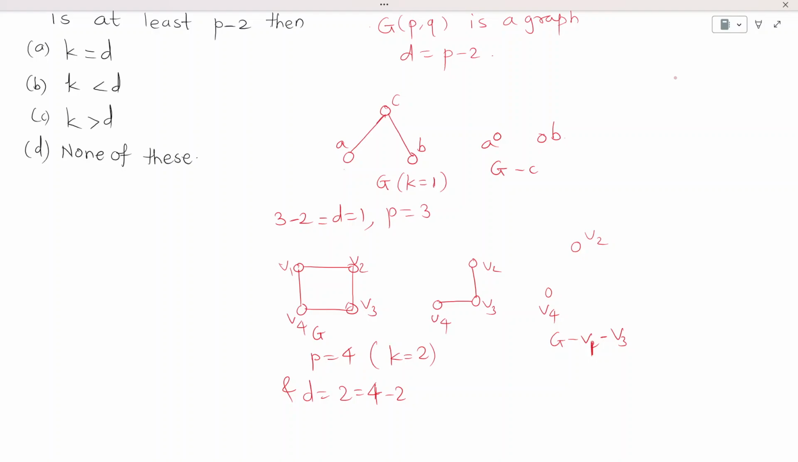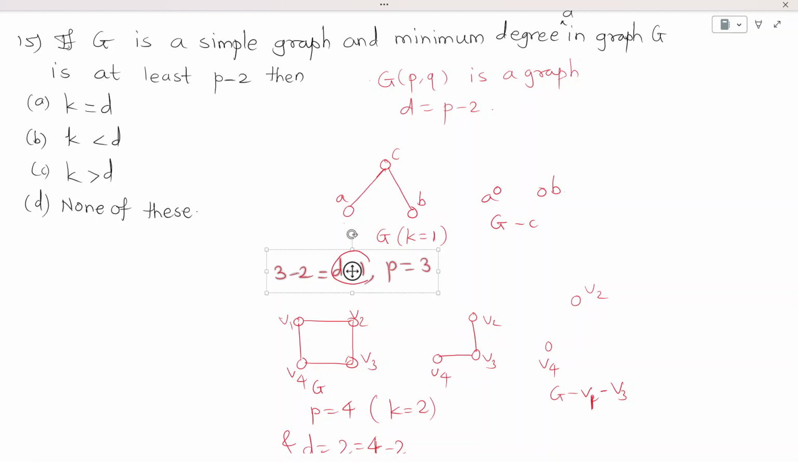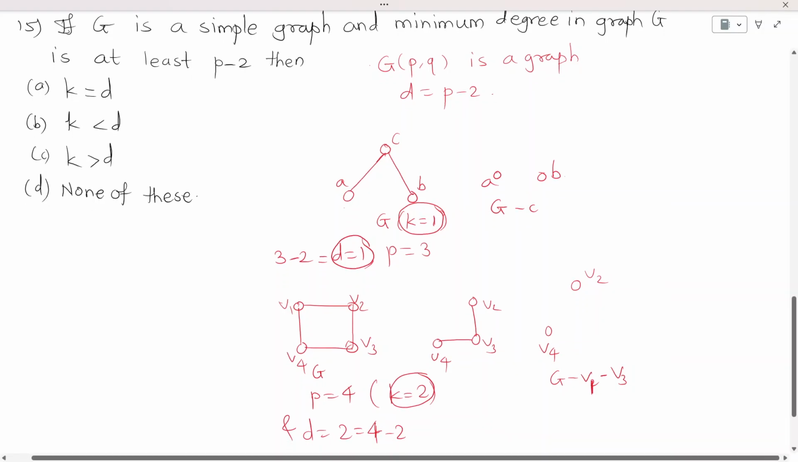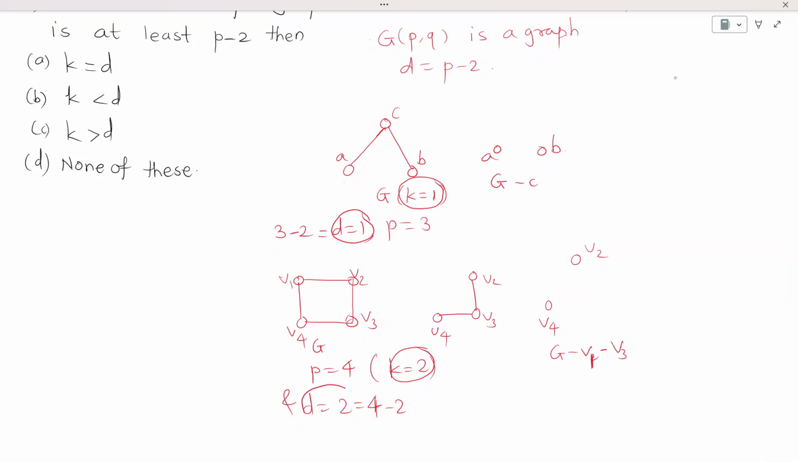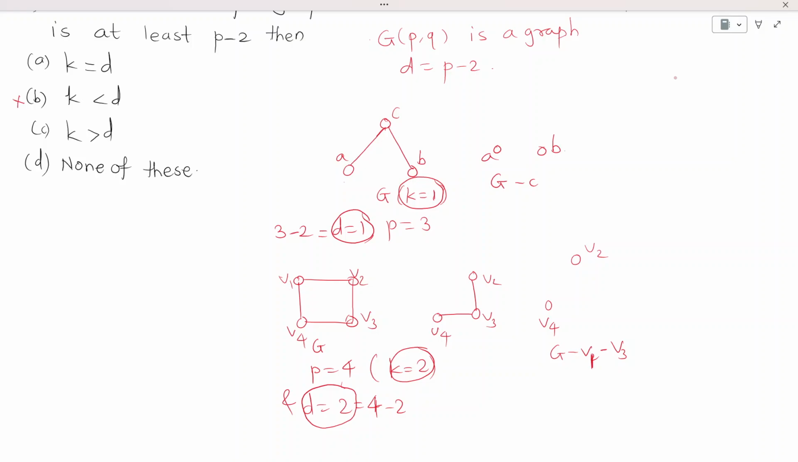That is minimum degree. So in first graph, K is equal to 1, that is equal to D. Here D is equal to 1, and K is also equal to 1. Here K is equal to 2 and D is also equal to 2. So from this we cannot conclude that K is equal to D, but we can say that K less than D is not possible always, because we are getting two examples where K is not less than D as well as K is not greater than D, and K is equal to D is possible. So K is equal to D is possible, so none of this will be incorrect option. So option A is correct option.